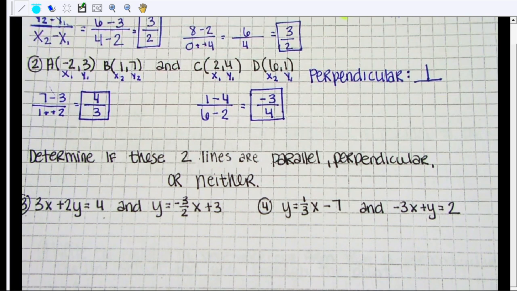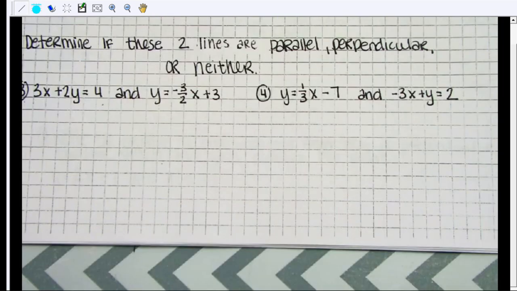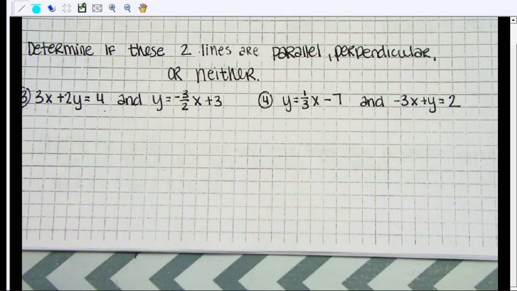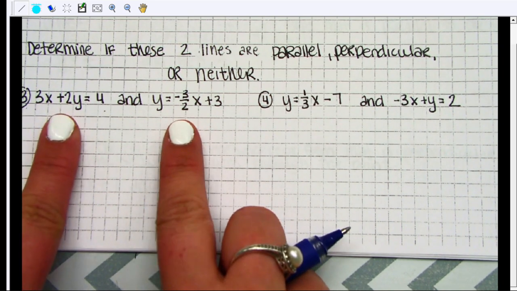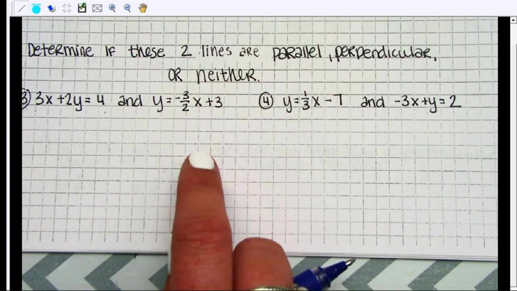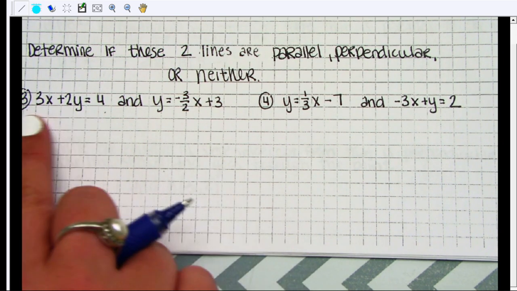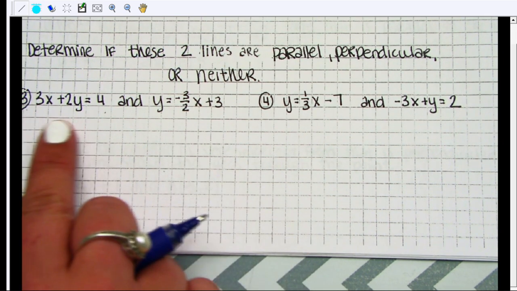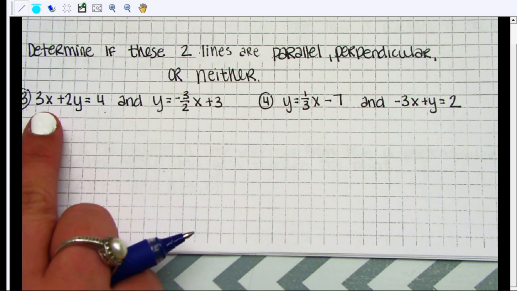All right, let's determine if two lines are parallel, perpendicular, or neither. So now at the bottom, same idea, but it's a little bit less work because now we have equations of lines. You cannot do the slope if it's not y equals something. Okay? So if it's in point slope form and you can see a slope, that's fine. But this, I have no idea what the slope is. So how do I find the slope of this line?